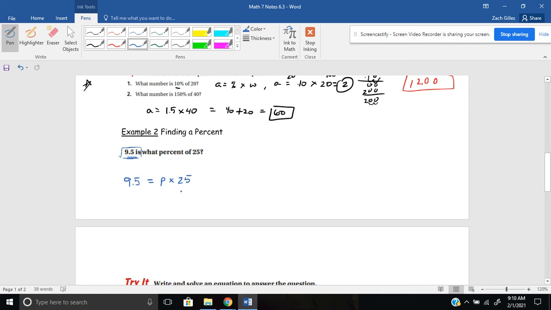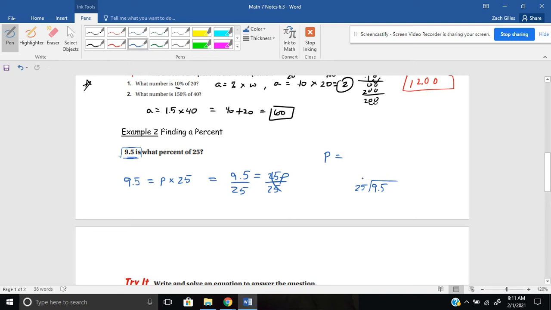Remember, back when we talked about solving equations, if I want to isolate or find out what P is, I need to undo whatever is being done to it. So this is the same thing as 9.5 equals 25P. I would just divide by 25 on both sides. 25 divided by 25 is 1P. And then I have to take 9.5 and divide it by 25.